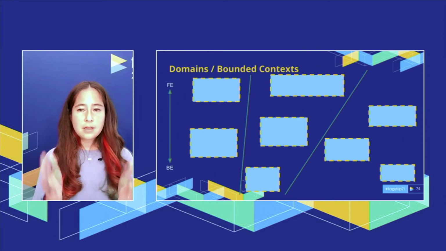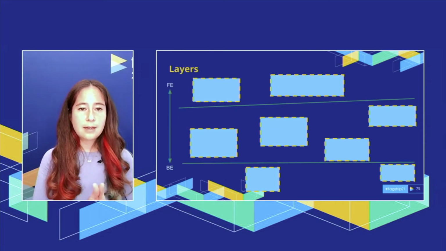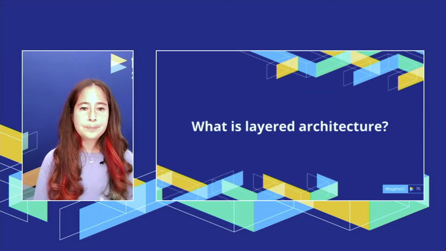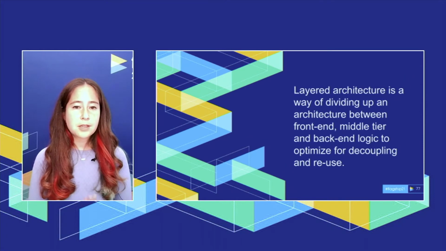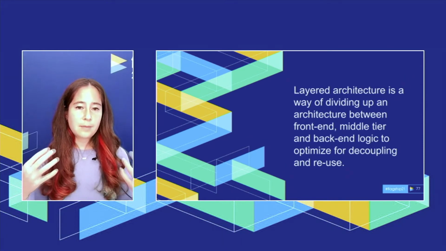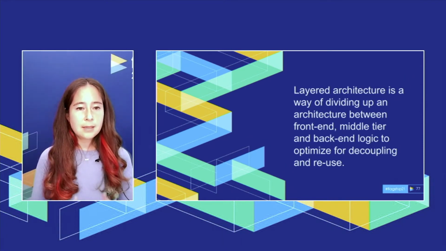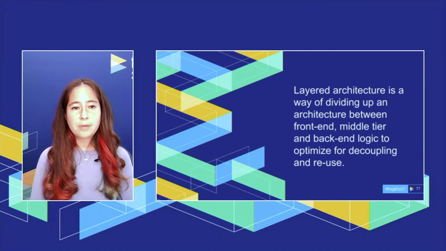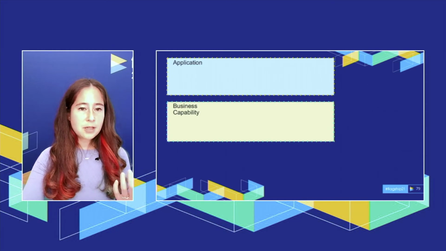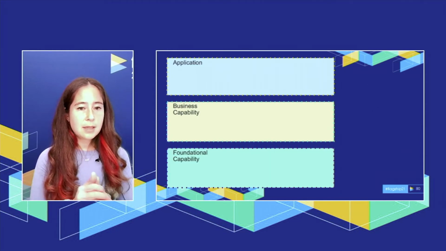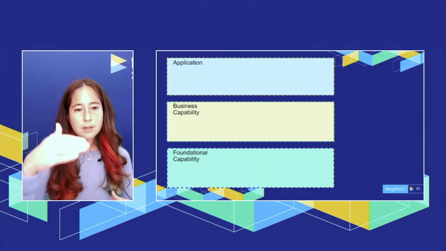Okay, so that was our vertical slicing. That was the domains. Now I'm going to move into the horizontal slicing, or the layers. So what is layered architecture? Layered architecture is a way of dividing up between front end, middle tier, and back end in order to optimize for decoupling and reuse. So you have your application, and then you have your business capabilities, and you have your foundational capabilities on the bottom. Those are the three layers.